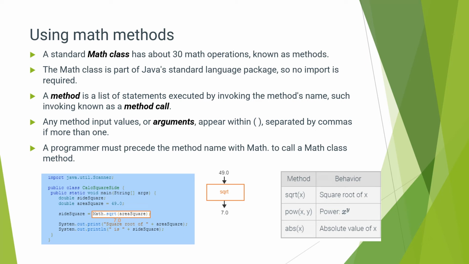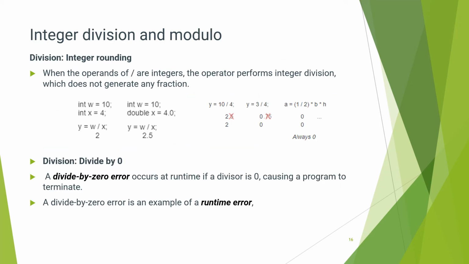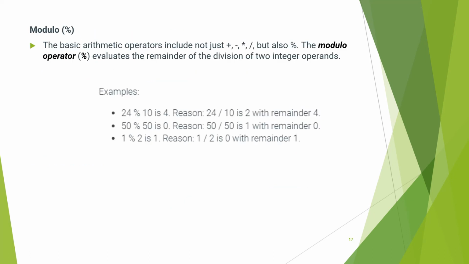So if you give Math.sqrt of 49, then it will calculate the square root, which is nothing but the value 7. Coming to integer division and modulo. Division and integer rounding: when operands are integers, the operator performs integer division, which does not generate any fraction. Like you see, suppose int w is equal to 10, x is equal to 4. So y is equal to w by x, which is equal to 2.5.